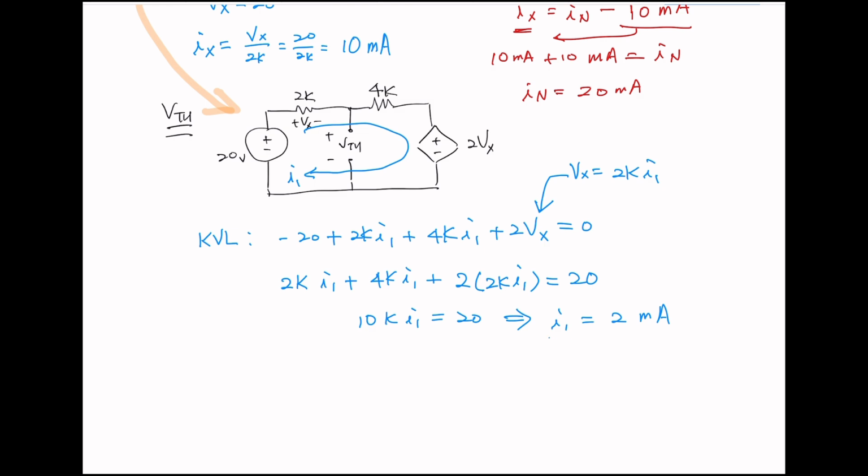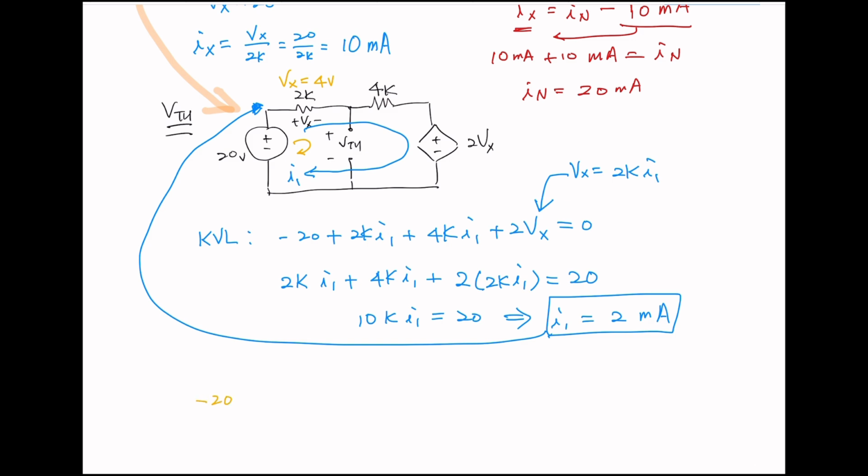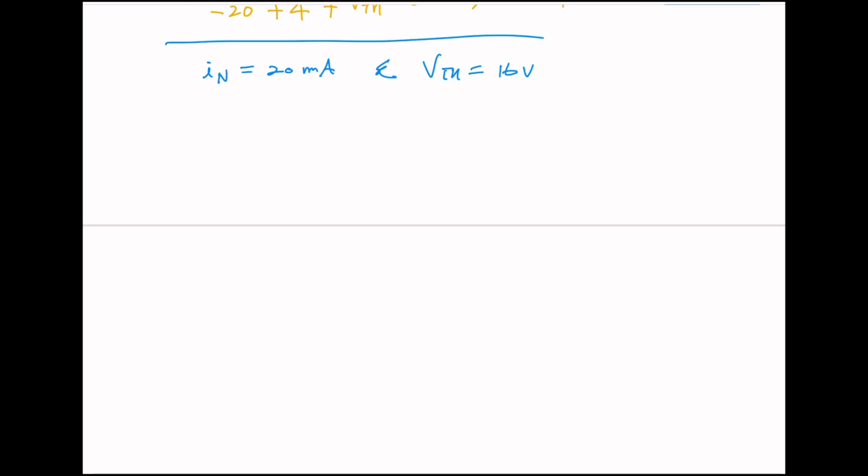Okay, so if we use this I sub 1 here, then we have Vx in this case. Vx is gonna be 4 volt. And now we do KVL in a small loop. Then we have negative 20 plus 4 plus VTH equals 0. From here, VTH equals 16 volts. So we have IN as 20 milliamp and VTH as 16. Now we can find RTH equals VTH over IN. 16 over 20 milliamp. That is 4 over 5 kilo.